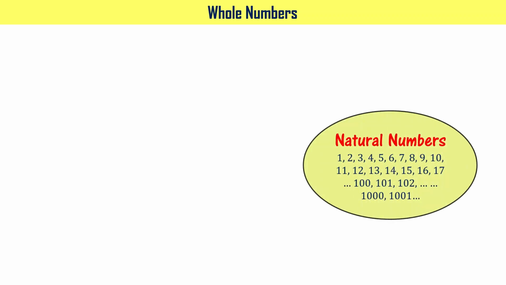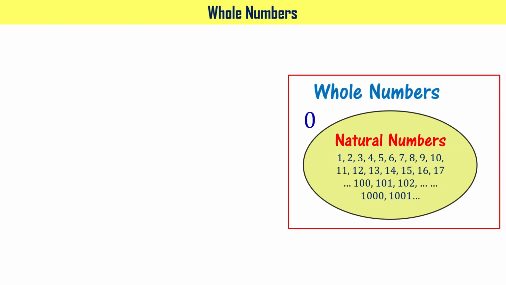You see here the natural numbers, right? They are starting from 1 and they can go like 1, 2, 3, 4, 5, 6, 7, 8, 9, and so on, right? There is no limit to it. When you add 0 to this particular list, then what you have is called whole numbers, right? Whole numbers are the collection of natural numbers and 0 together, right?